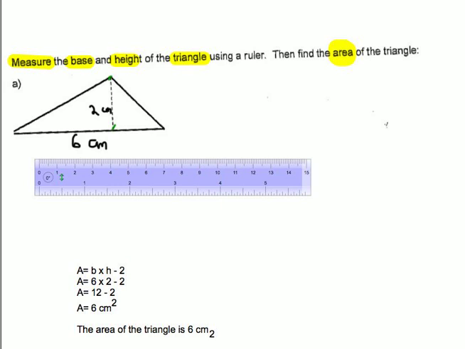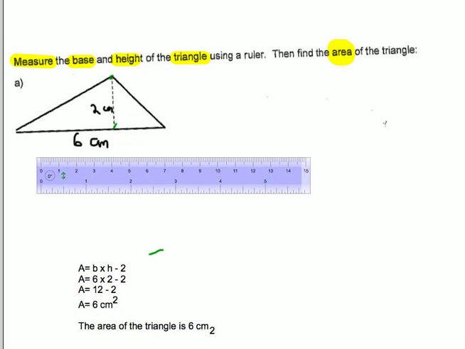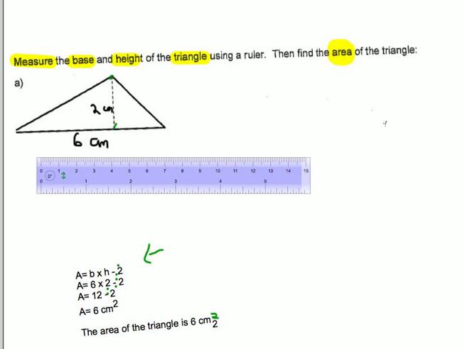Again, I write my formula. Area equals base times height divided by 2. So the area is 6 times 2 divided by 2, so the area is 6 centimeters squared. 2 goes up here when it's squared. Because this is written as a question, I must give my answer as a sentence.